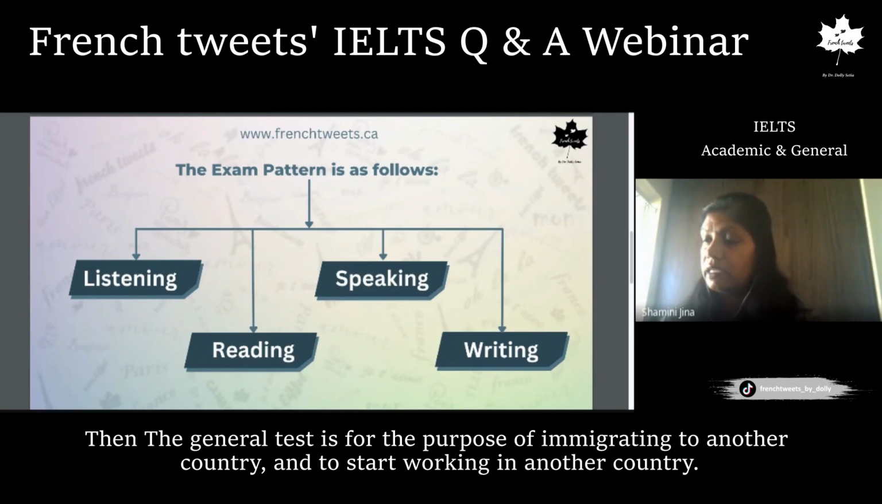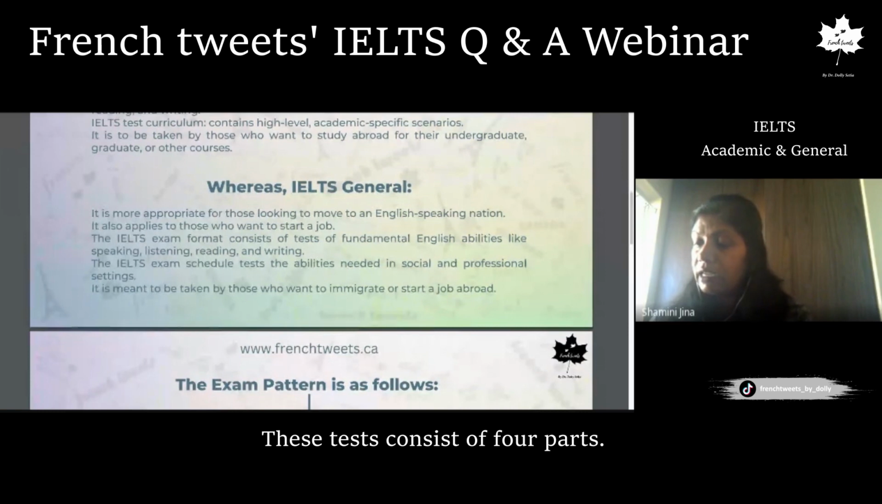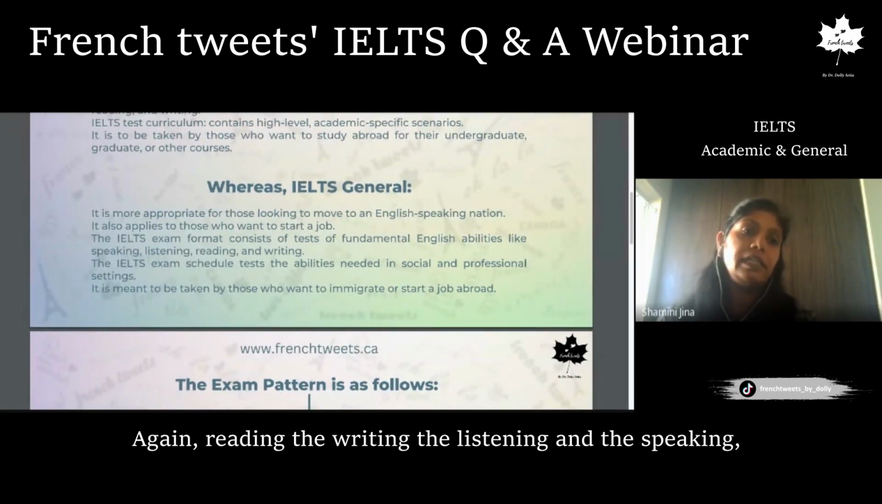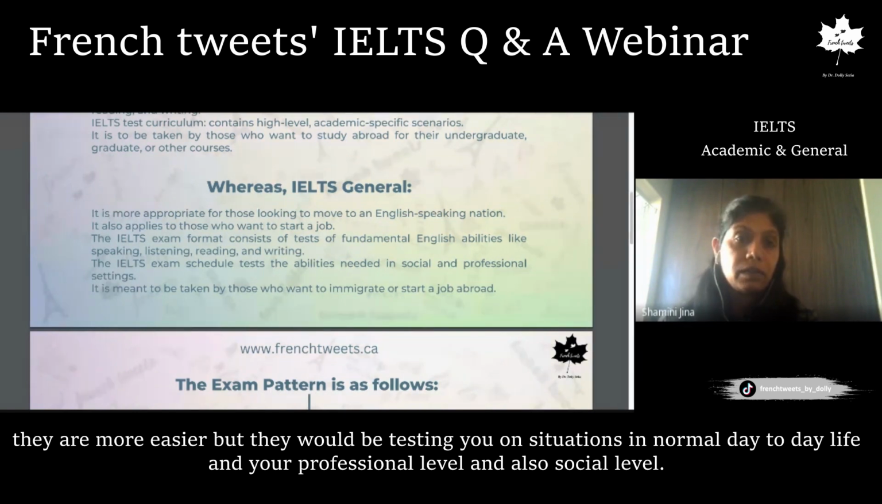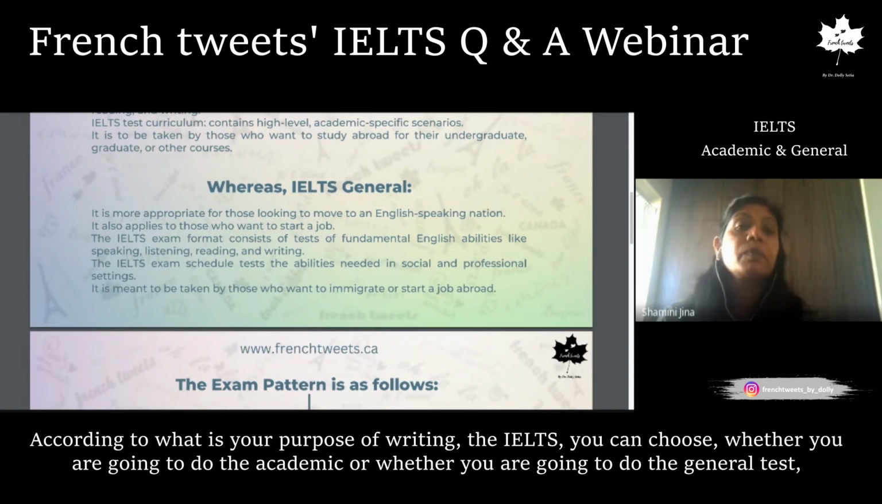Then we have the general test. The general test is for the purpose of immigrating to another country or to start working in another country. These tests consist of 4 parts again: the reading, the writing, the listening, and the speaking. They are easier, and they deal with situations in normal day-to-day life. They would be testing you on your professional level and also your social level. So these are the 2 types of the IELTS exam.